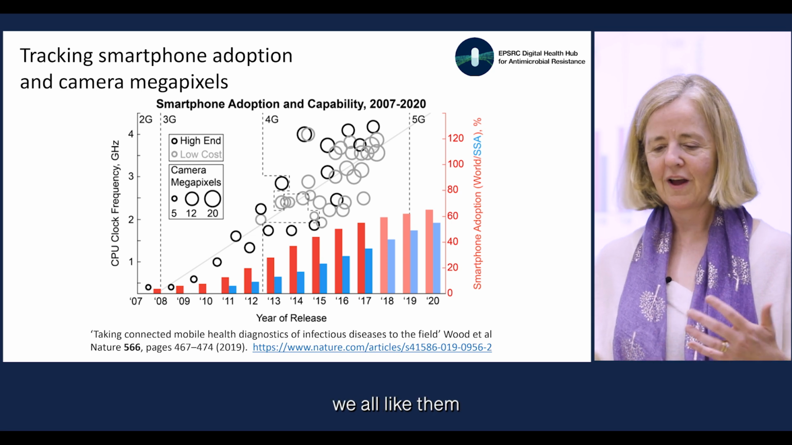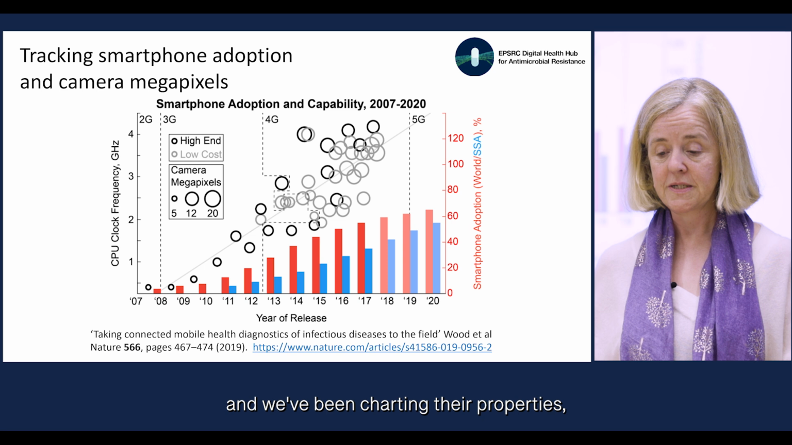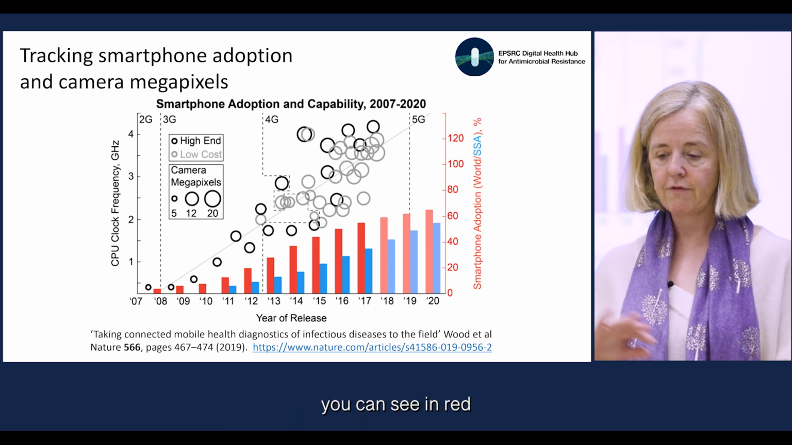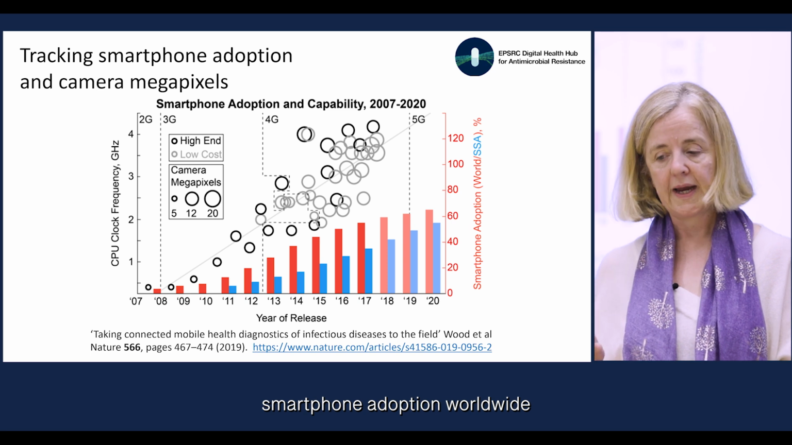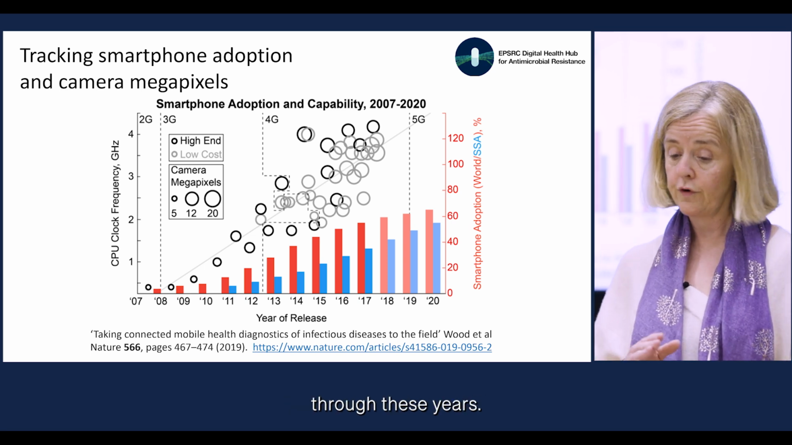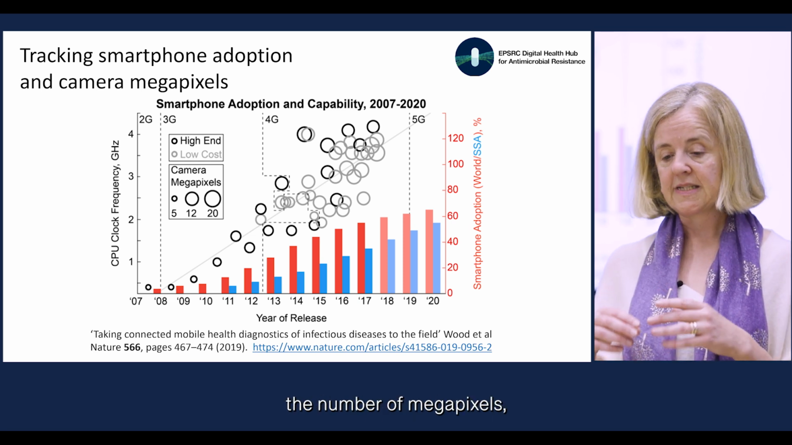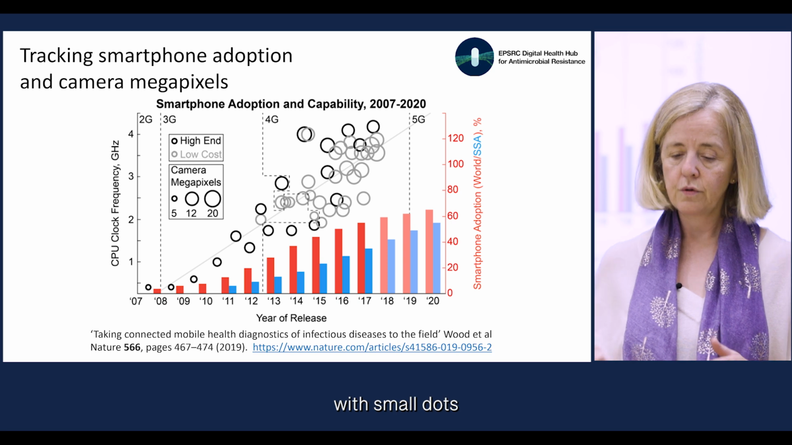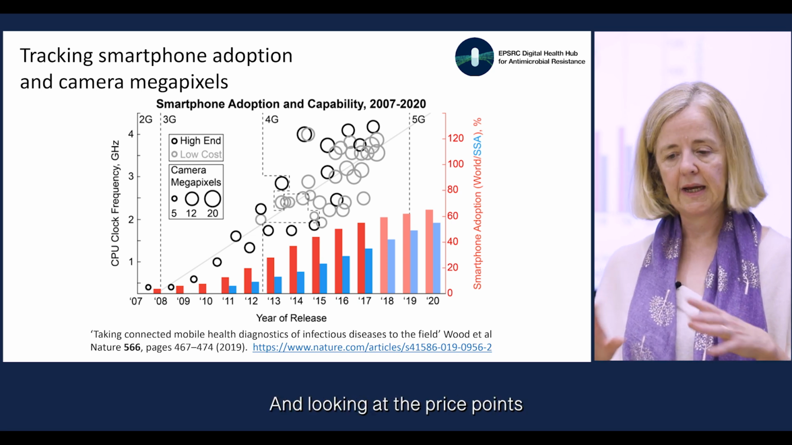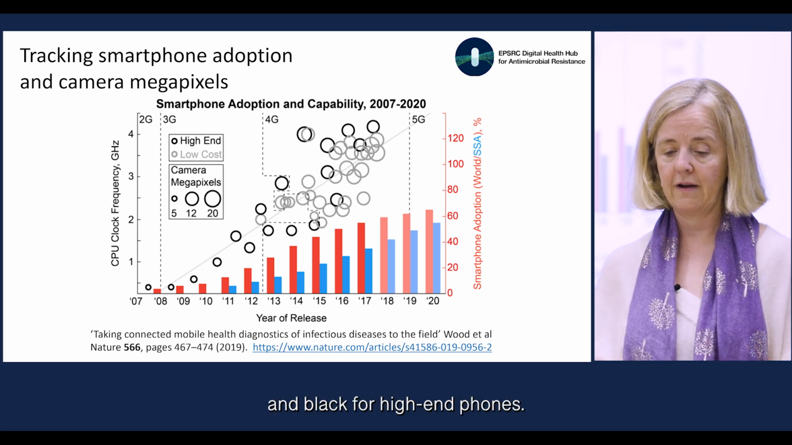We also began looking at one of the key sensors in your phone, your smartphone camera. Of course, we all like them to take pictures of the world or maybe selfies, and we've been charting their properties and adoption around the world. So in this graph, you can see in red, smartphone adoption worldwide, and in blue, smartphone adoption across sub-Saharan Africa through these years. We've also been looking at the camera properties, the number of megapixels, with small dots representing 5 megapixels up to 20 for larger ones, and looking at the price points for high and low end phones, in grey for low cost and black for high end phones.